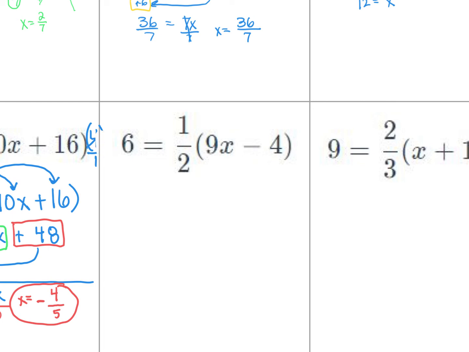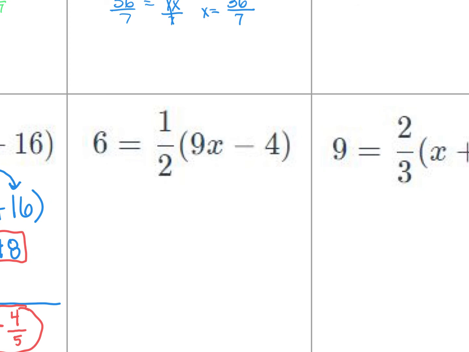I'm just going to get rid of this for right now. All right, next problem. 6 equals 1/2 times the quantity 9x minus 4. I know I'm going to multiply both sides by 2 to really fight against that 1/2. I'm going to multiply this side by 2, and this side by 2, which is 2 over 1.